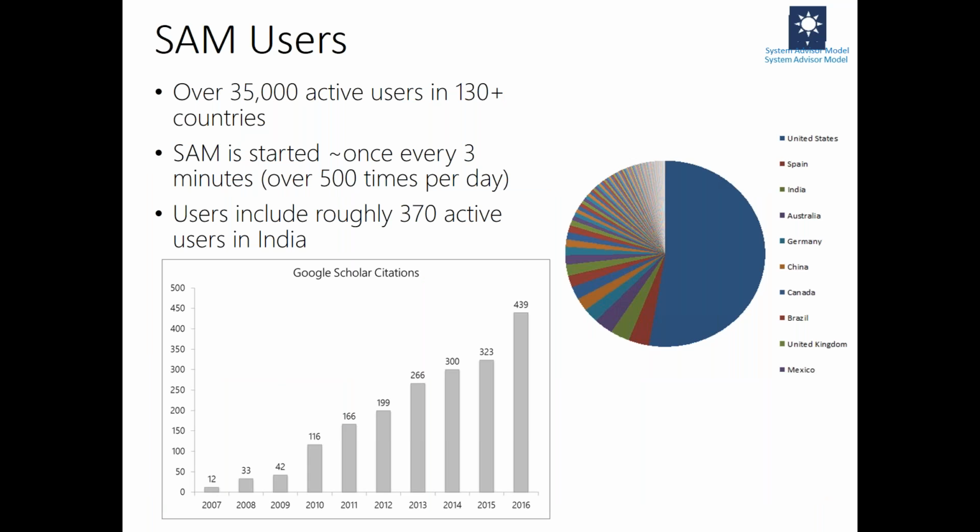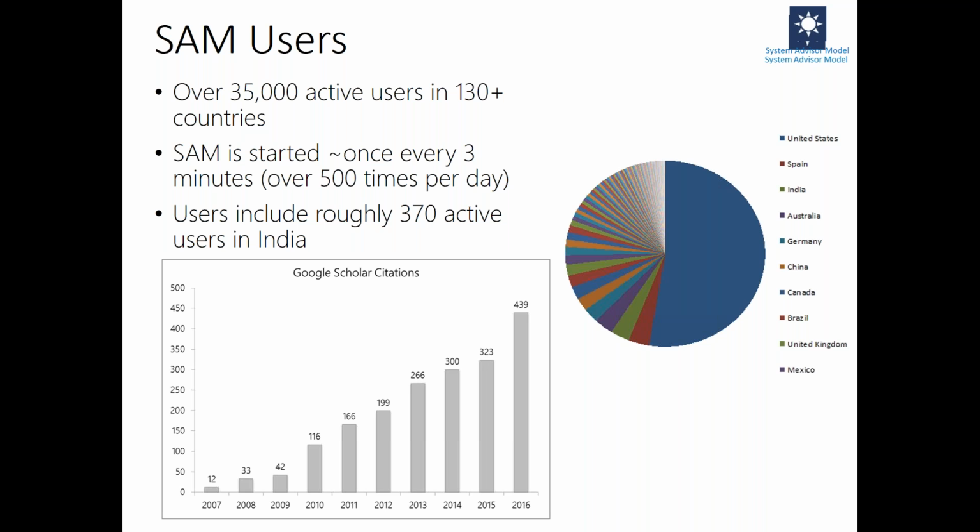Next slide, please. And then I wanted to just touch on who uses SAM and what they use it for. So as you can see on the right pie chart, the bulk of users are from the United States, as one might expect, and then Spain. And these numbers fluctuate depending on what technologies are of interest in a particular country. But Spain and then India is third.